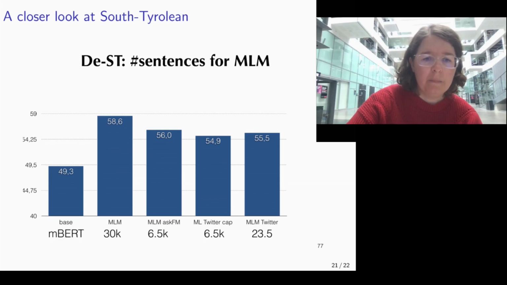10%. And what we also see, if we subsample to smaller amounts of data, there is a clear benefit of using data which is even closer to the target domain, showing that Ask.fm is better than using the same amount of Twitter data, but altogether results in the best performance.